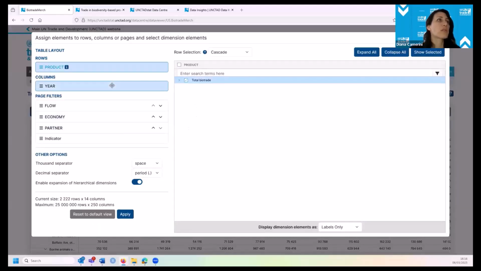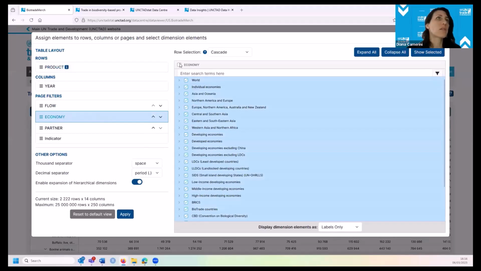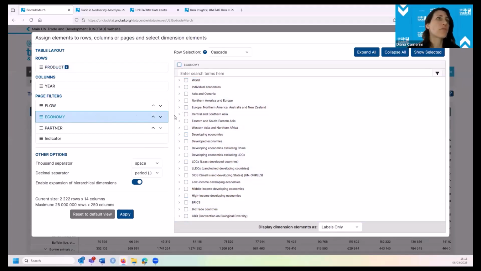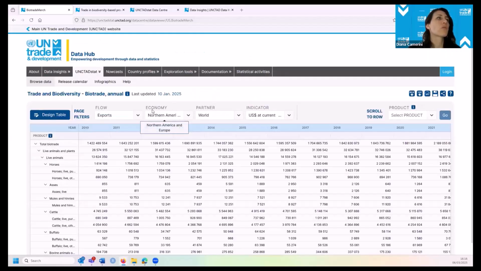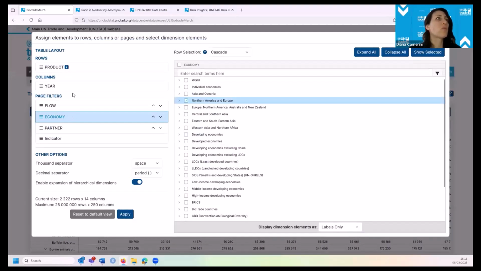For example, if we're interested to see a specific import and export, or just let's say imports from a specific economy, we can select here the economy from the economy filter. And we can, for example, see, I don't know, Northern America and Europe, and we can apply, and we'll have only the situation related to Northern America and Europe. We can also reshape this table so that, for example, in the columns or in the rows, we have different information. And that we could do by designing the table and moving these filters together with the years.